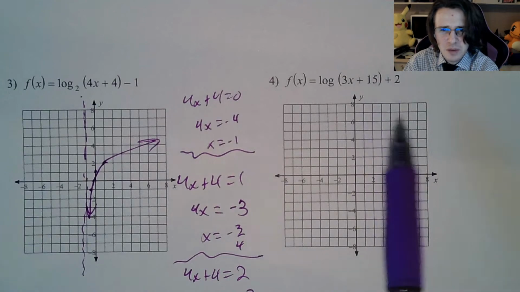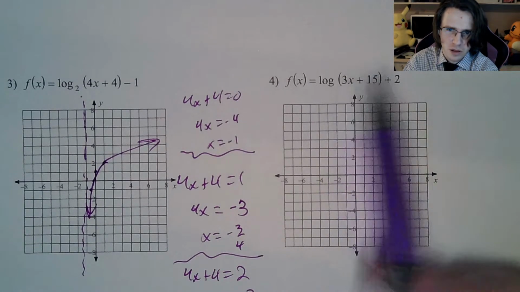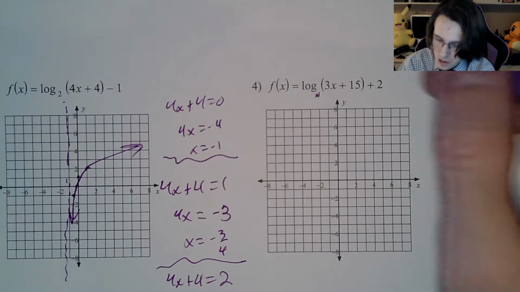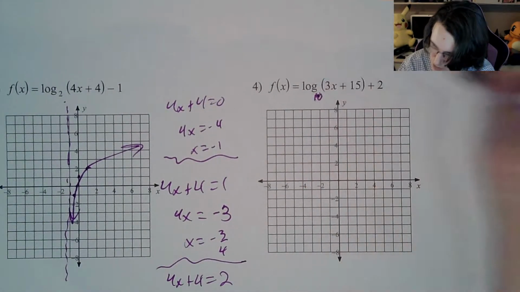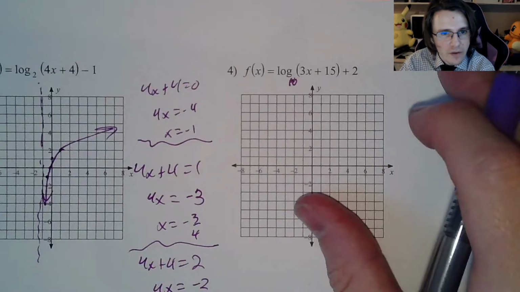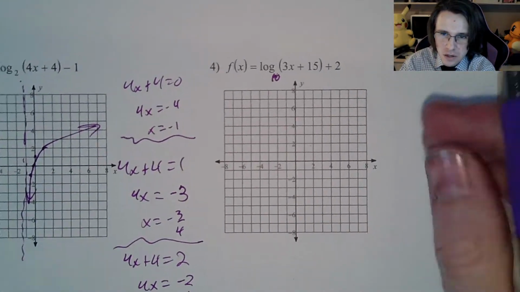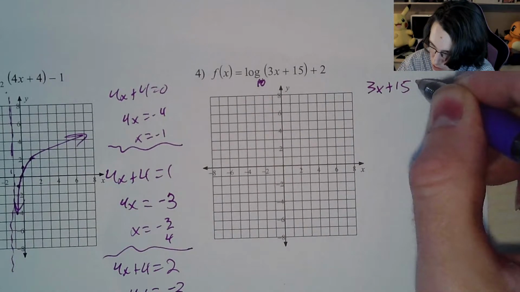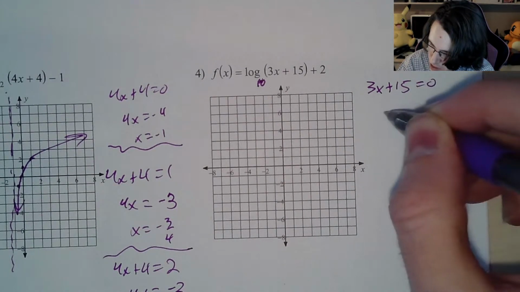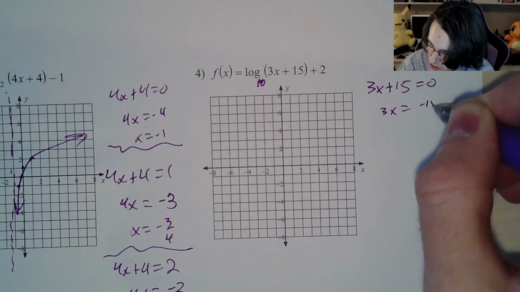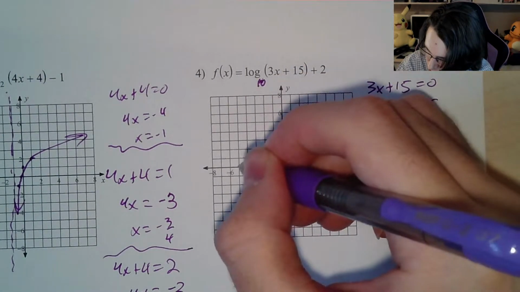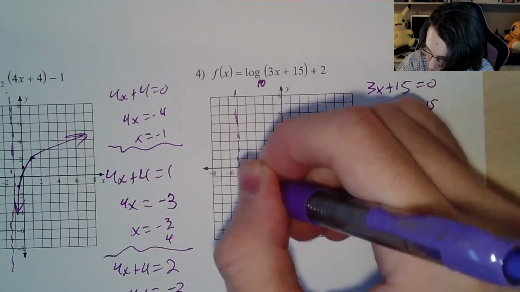This is going to be a big, huge graph because you have a regular log. Remember, when there's a regular log, there's an invisible little 10 there. And when you have that invisible 10, it makes things a little bit different, but in the end, not too different, because 3x plus 15 equals 0. Subtract the 15, and x is therefore equal to negative 5. There is our asymptote at negative 5.